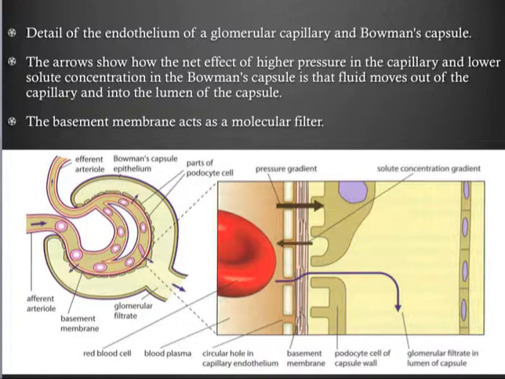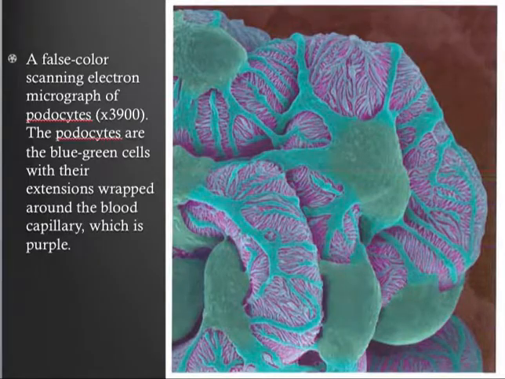Then after that comes the basement membrane, which is made up of a network of collagen and glycoproteins. The second cell layer is formed from epithelial cells, which make up the inner lining of the Bowman's capsule. These cells have many tiny finger-like projections with gaps in between them, and they're called podocytes. And you can see here parts of the podocyte cells. A false color scanning electron micrograph of podocytes shows the blue-green cells with their extensions wrapped around the blood capillary, which is purple.